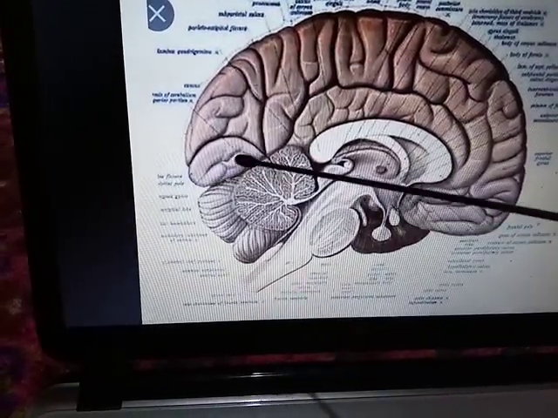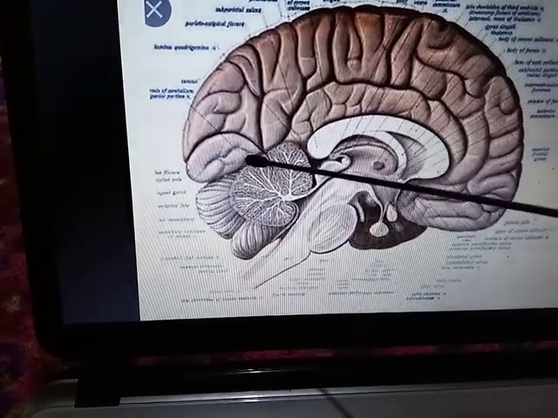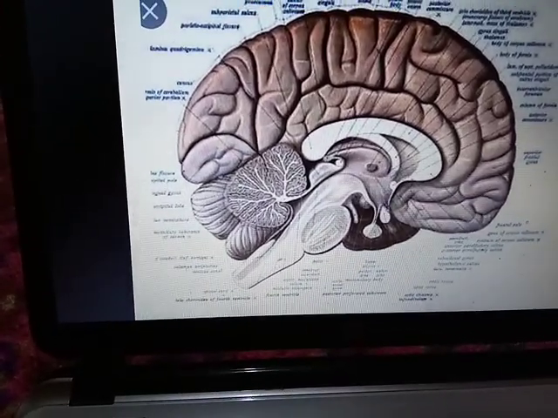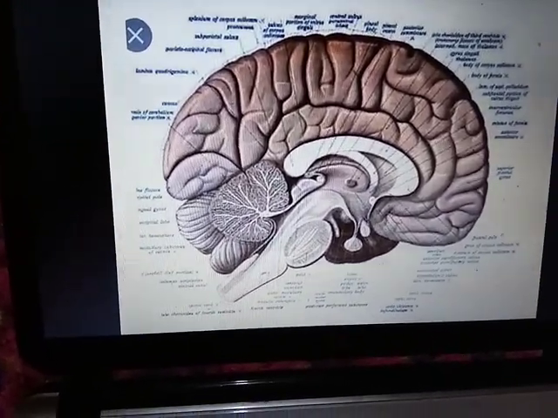And this is your lingual gyrus. This was about the medial surface.